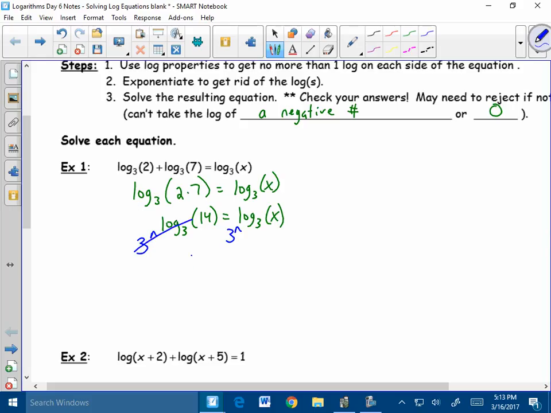3 to the log base 3 crosses out there, and I'm left with 14. 3 to the log base 3 crosses out there, and I'm just left with x. And then I'm basically done. This one was super easy.